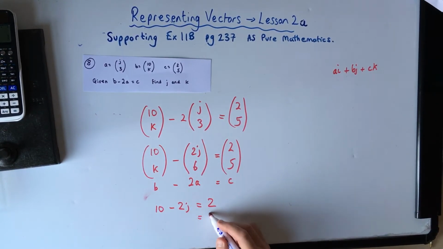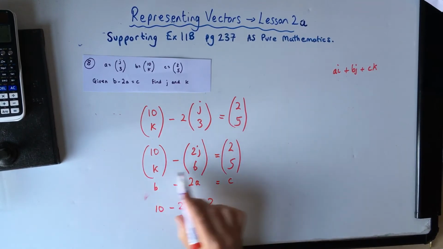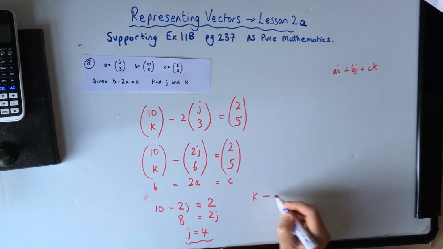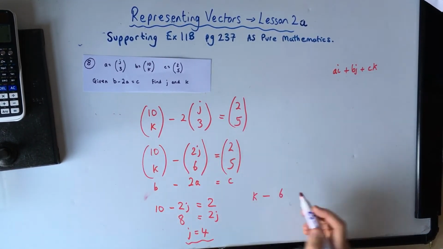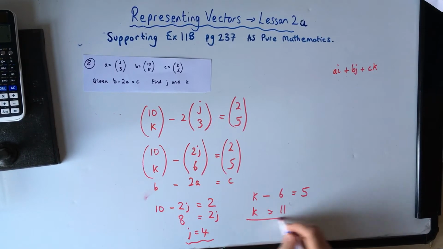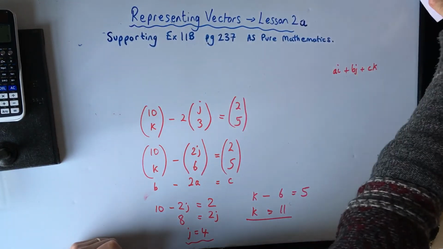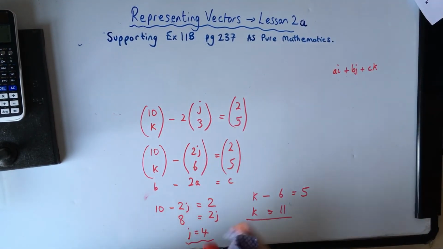So 2j over there, 2 over there is 8. So you can see that j is 4, and 2 4s are 8. So we've got j, and the bottom row also we've got k minus 6. So k minus 6 must be equal to 5. Okay. So you can see that k is 11. Okay, so 11 take away 6 is 5, and so on. So that one's okay.